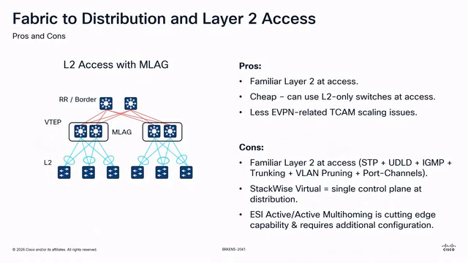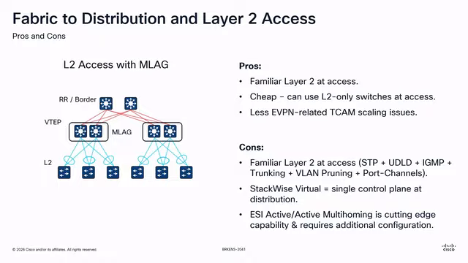Option number 1, layer 2 access with MLAG. MLAG is mandatory because you want to have multi-homing from your layer 2 access, right? But first things first, the advantage of this approach is the familiar layer 2 access. Straight from the CCNA textbook, all the stuff from spanning tree, UDLD, VLAN, port channels, it's all there. We've been doing it for tens of years, I guess.